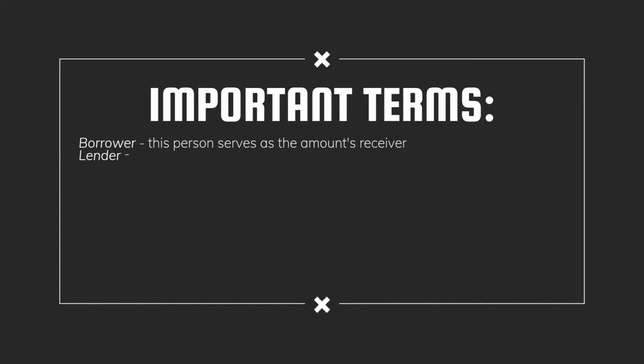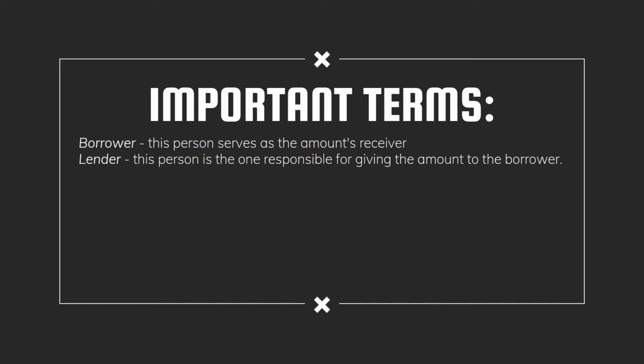Second, the lender. This person is the one responsible for giving the amount to the borrower. Third, the loan. The money being borrowed temporarily that is to be paid after a certain period of time. And last, but definitely not the least, is the percent, 1 part in 100.